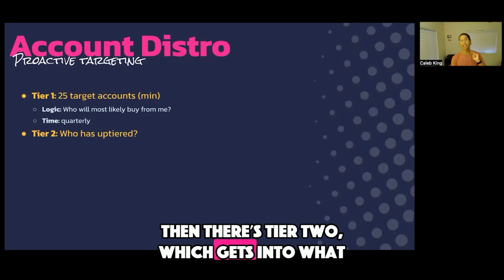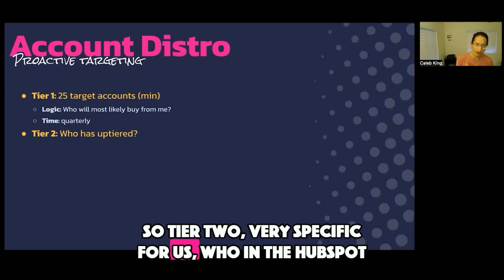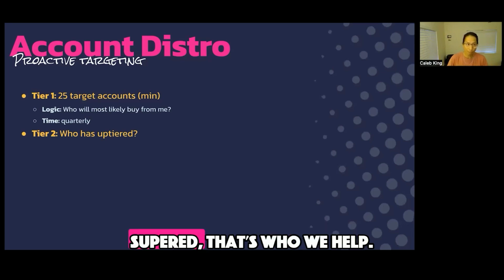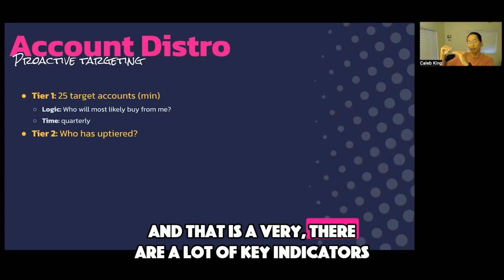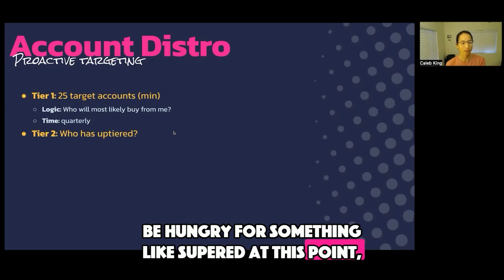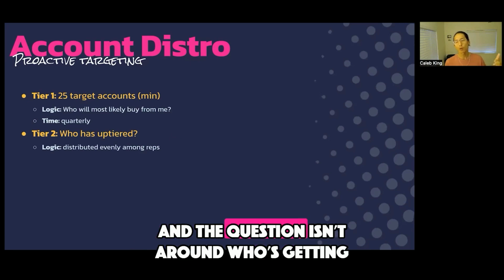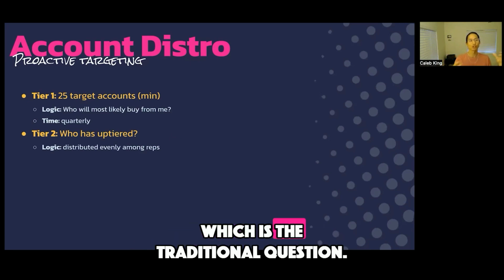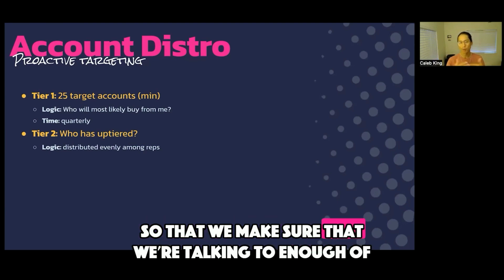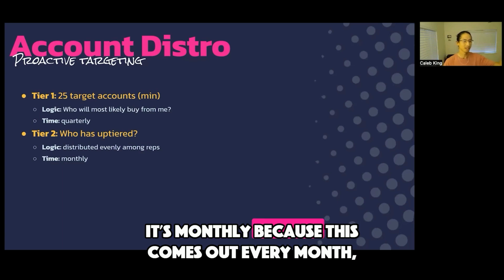Then there's tier 2, which gets into what we call signal-based targeting. So tier 2 is very specific for us. Who in the HubSpot ecosystem has up-tiered recently? Because for Super, that's who we help. And there are a lot of key indicators underneath that may indicate that they would be hungry for something like Super at this point. What's the logic? It's actually very simple. You just split it 3 ways. You distribute it evenly among reps. And the question isn't around who's getting the best accounts, which is the traditional question. The only question is who is taking the lead on this, so that we make sure that we're talking to enough of the right people to create enough opportunities for our goals. How's the timing for this? It's monthly because this comes out every month.